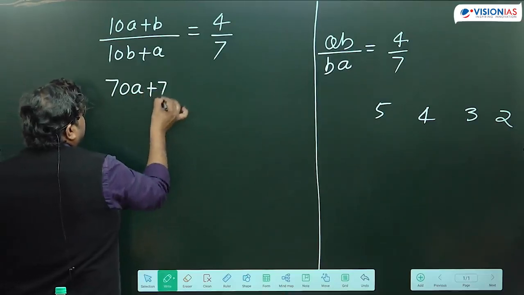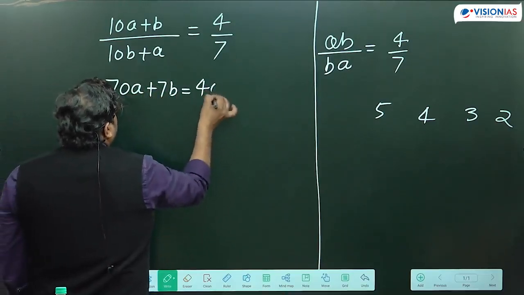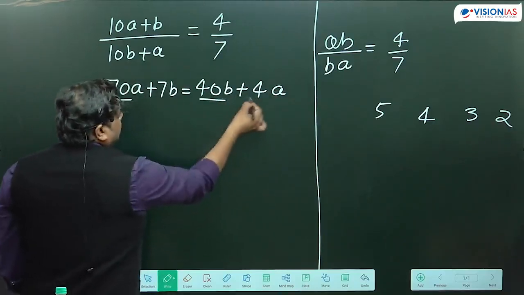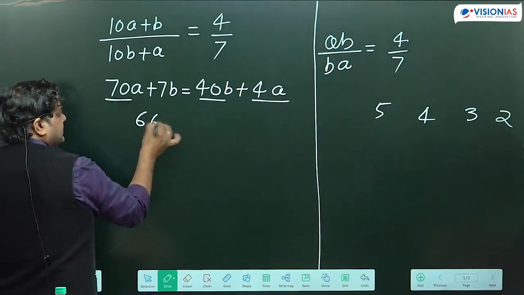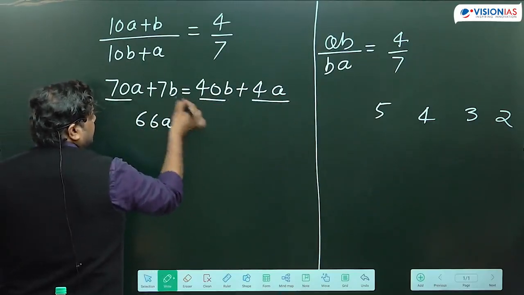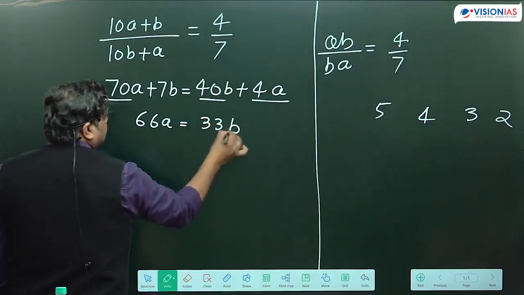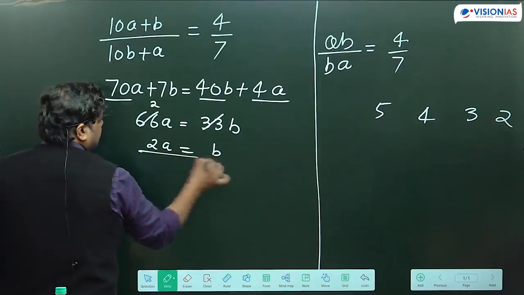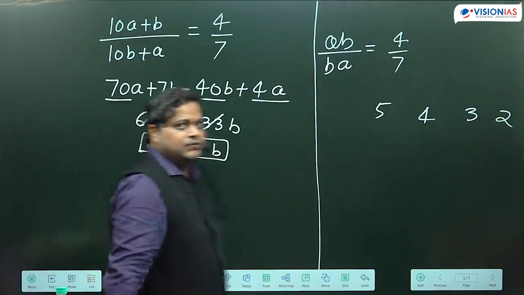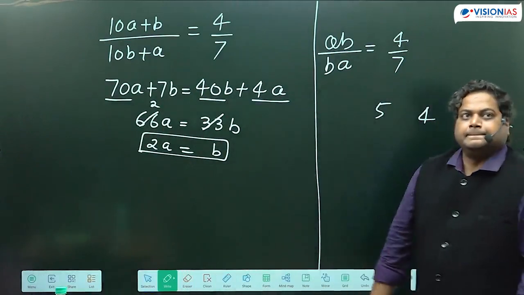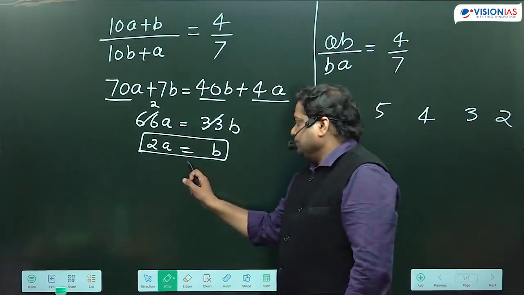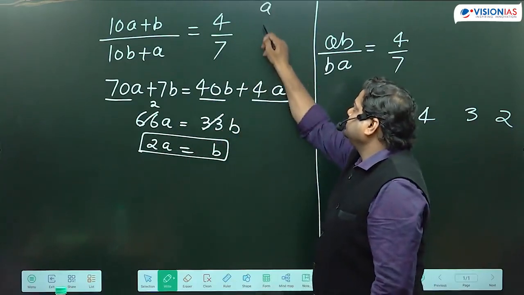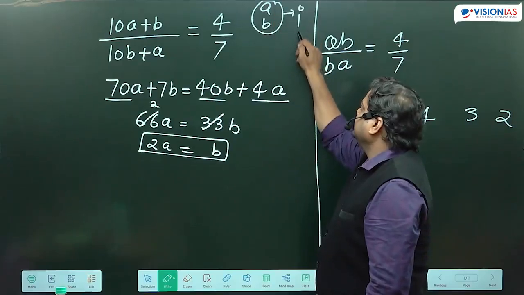70a plus 7b is equal to 40b plus 4a. 70a minus 4a, 66a is equal to 40 minus 7, 33b. Or we can write 2a is equal to b. This relation we have got for a and b. So what possible values a and b can take? A and b can take values 0 to 9. These are digits.